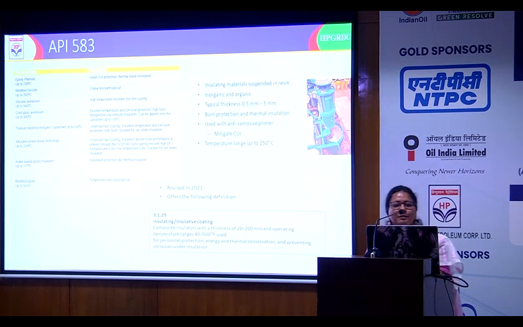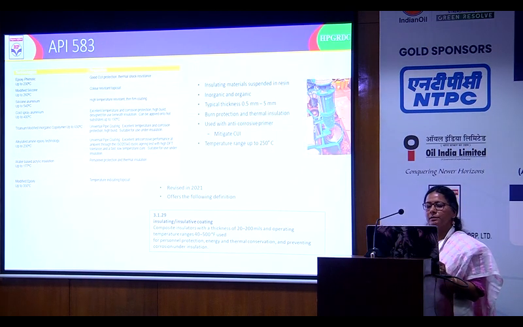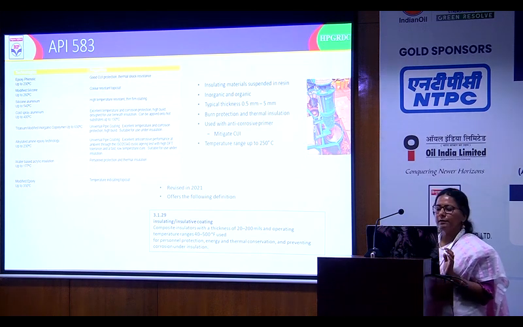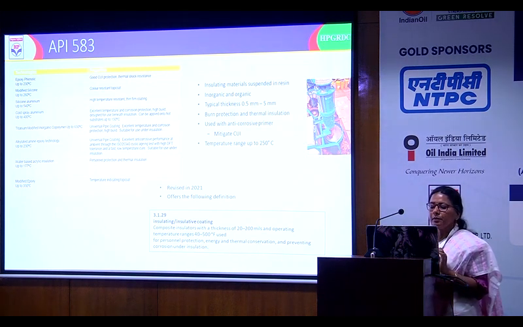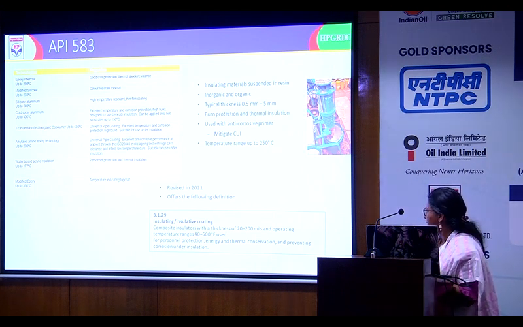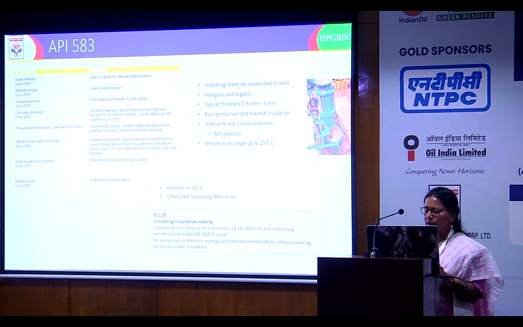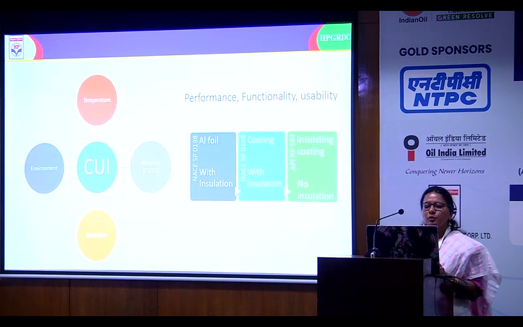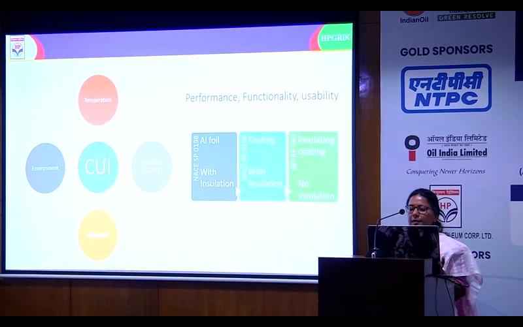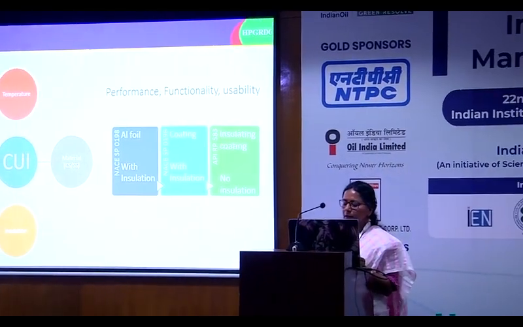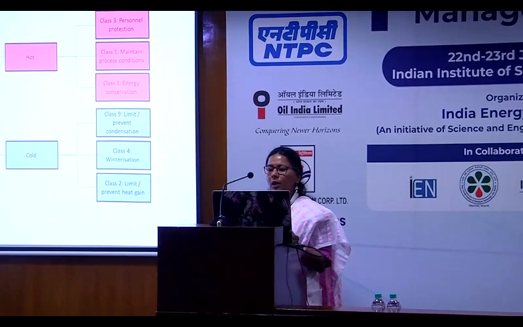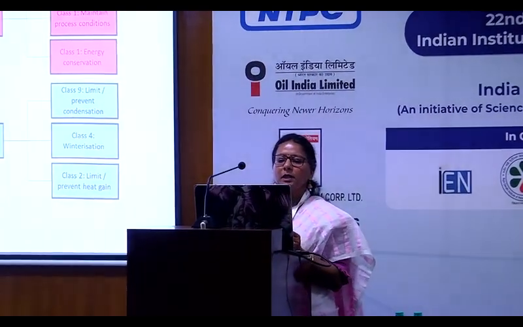API 583 again gives the guidelines, and it was recently revised in 2021. It can involve around 2 to 200 mils of this coating for personnel protection as well as heat and thermal conservation. So when it comes to CUI, this I have already spoken of. As the transition occurs, with awareness and based on our performance, functionality and final usability, insulating type coatings have also come into the market now, and there are various suppliers for this.